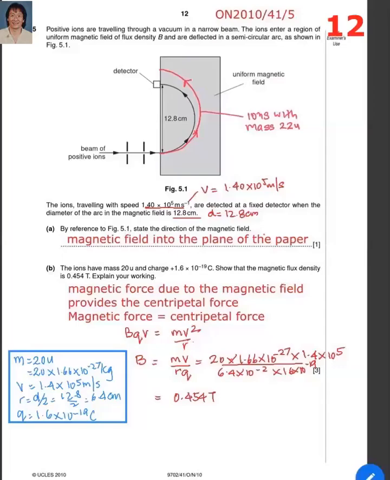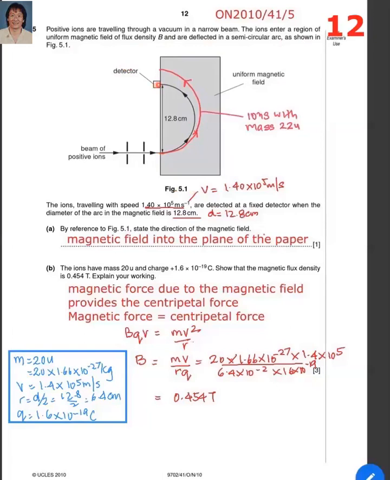In this practice question, we have positive ions traveling through a vacuum in a narrow beam. The ions enter a region of uniform magnetic field of flux density B and are deflected in a semicircular arc as shown in figure 5.1. This is the path taken by the positive ions, and this is the detector here.